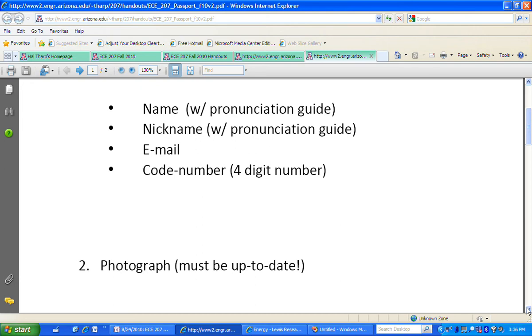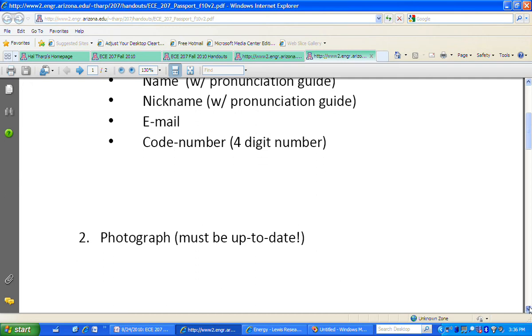1111 may not be that unique. Does that make sense? Pick a number that you think might be unique to you. Hopefully we will not have too many adjustments.